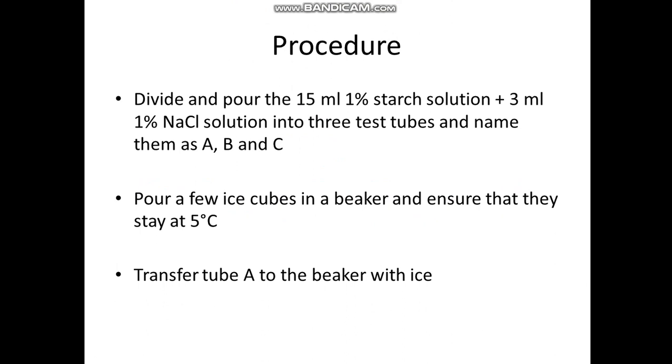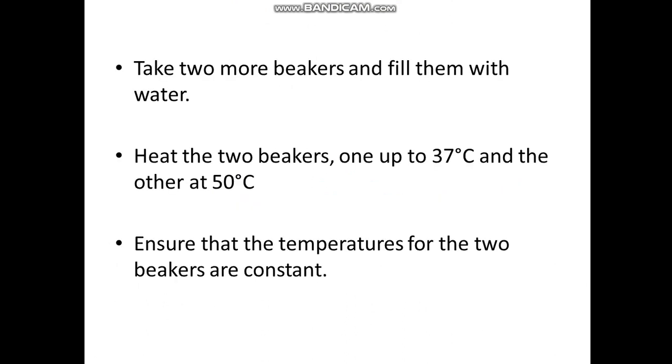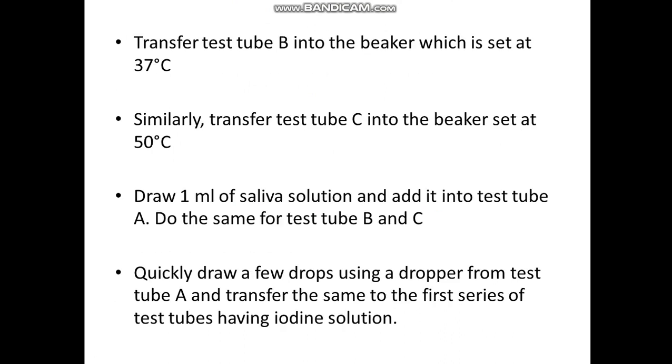Then transfer tube A to the beaker with ice. Then take 2 more beakers and fill them with water. One will be at 37 degrees Celsius and one will be at 50 degrees Celsius. Ensure that the temperatures of the 2 beakers are constant. So the first one will be 5 degrees Celsius, the second one 37 degrees Celsius, and the third one will be 50 degrees Celsius.